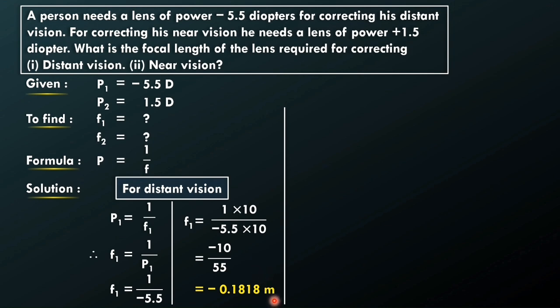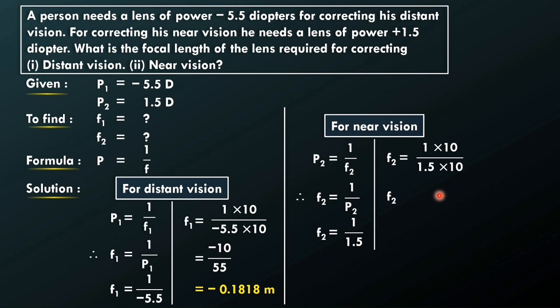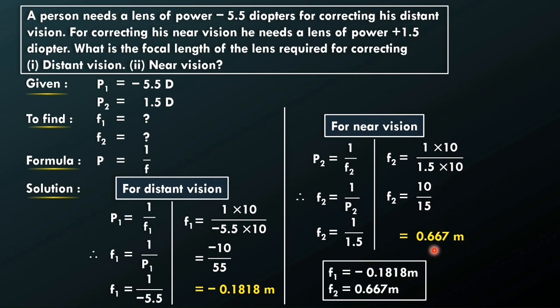Okay? Now next let us calculate the focal length for near vision. Therefore P2 equal to 1 by f2. P2 value is 1.5. Therefore f2 equal to 1 by 1.5. After calculating, f2 is 0.667 meter. So the focal length for distant vision is minus 0.1818 meter and the focal length for near vision is 0.667 meter. Am I clear guys?